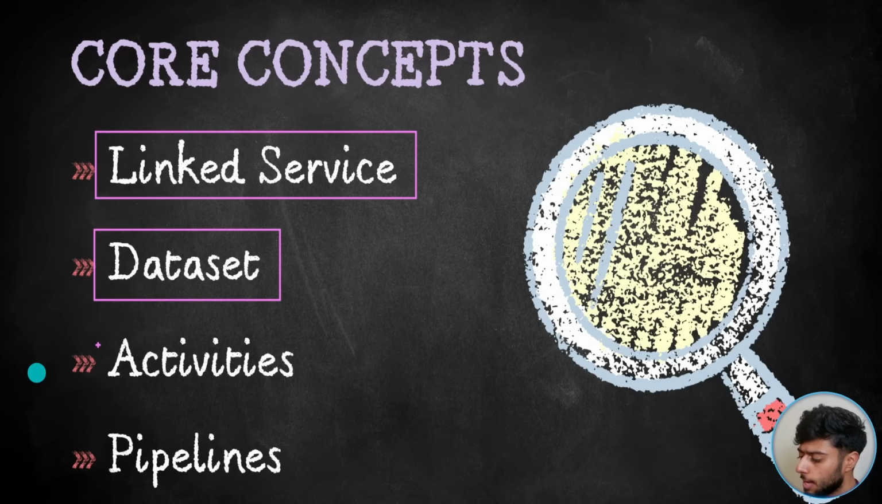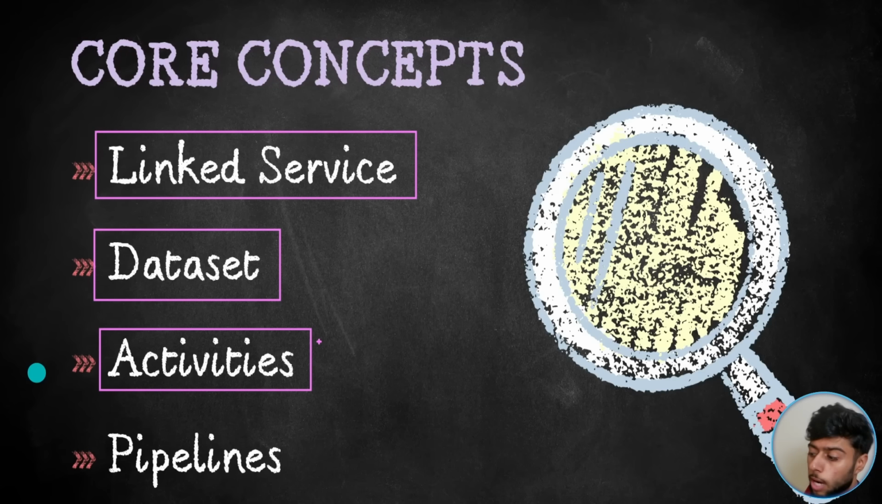Okay. Then what are activities? Basically, in ADF, we do not need to write any code. But obviously we want to do a lot of things. For example, let's say I want to run a for loop. I want to create an if condition. I want to run a while loop, all those things. If we are not using code, that doesn't mean that we do not want to perform those things. We still want to perform them.